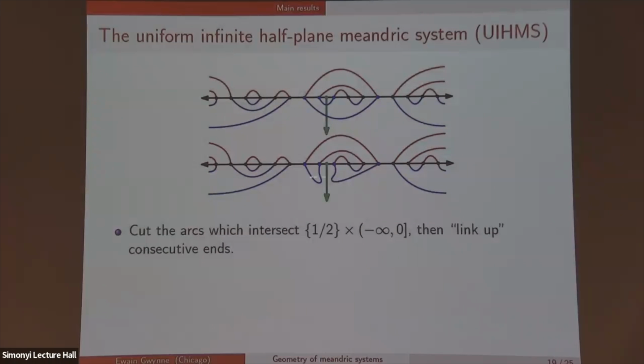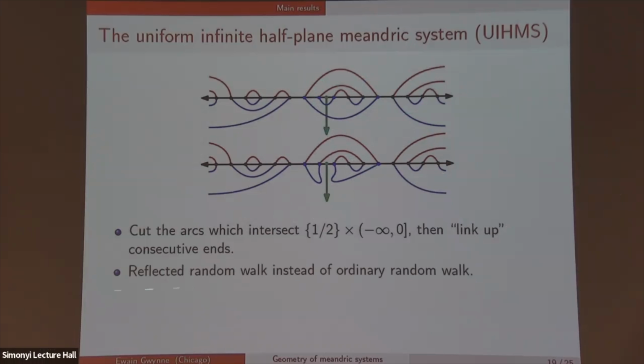So we look at all of these ends of arcs that we have left. If we cut along this green infinite ray, we match the first two to the left, and then arcs 3 and 4 to the left, 5 and 6 to the left, and so forth. And we do the same with these ends of arcs to the right. And this is going to produce for us a new infinite meandric system, which has a different law from the original one. And we call this the uniform infinite half-plane meandric system.